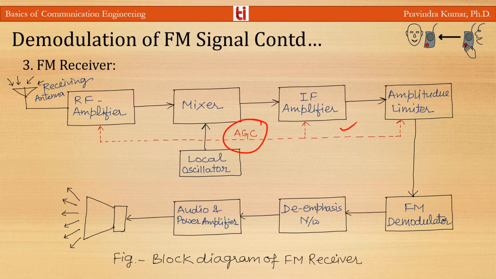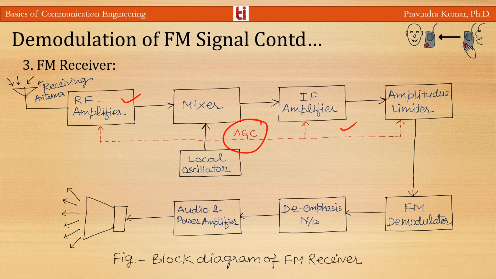Now let us study the FM receiver blocks one by one. First of all, we will discuss the RF amplifier. In the domestic AM receiver, the RF amplifier is not used, but in FM receivers the RF amplifier is always used, and it can improve the signal to noise ratio. The RF amplifier will match the receiver impedance to the antenna impedance.